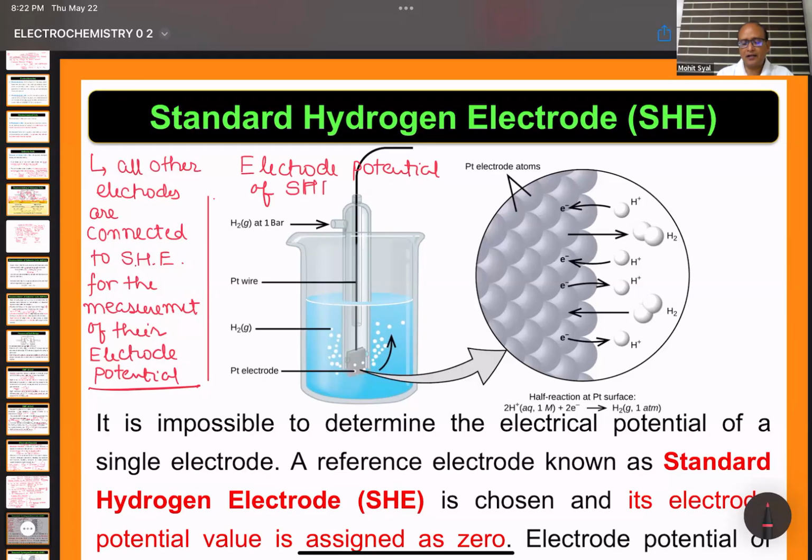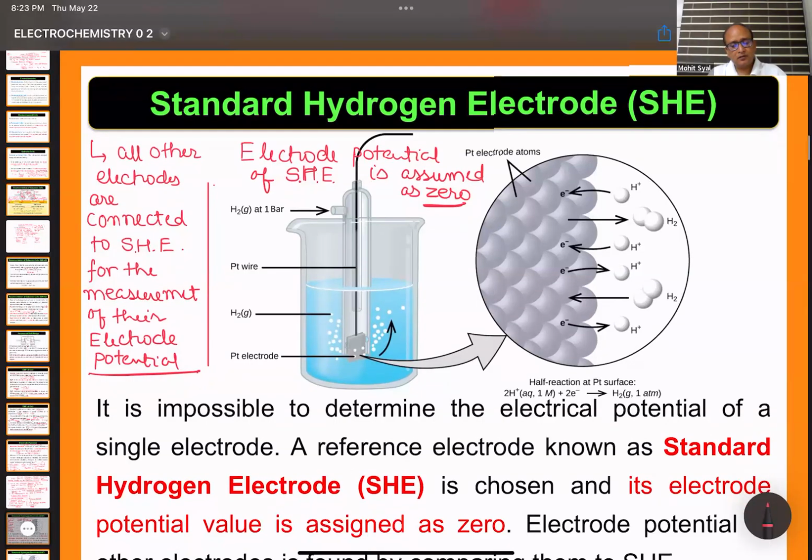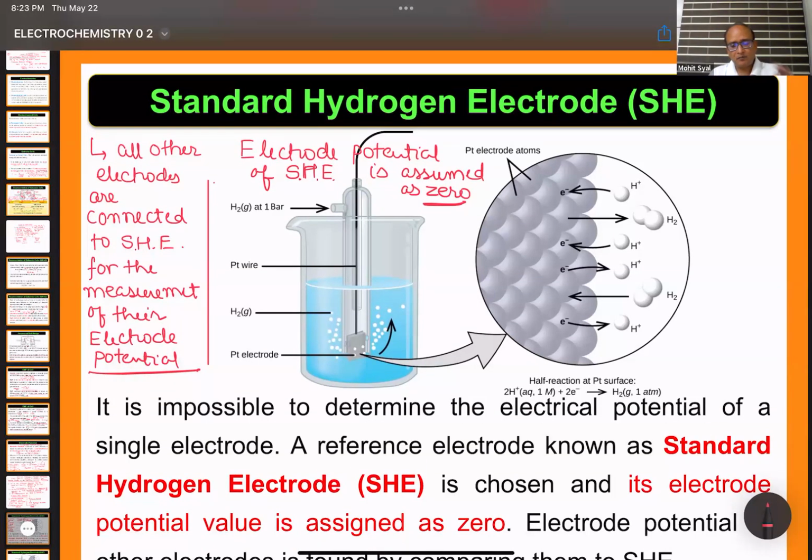Electrode potential of standard hydrogen electrode is 0, and this is the reference electrode. When it is connected to all the other electrodes, its electrode potential is 0. So it is just like that you can get the value of x and y. Is it clear? If you take y equal to 0, right?